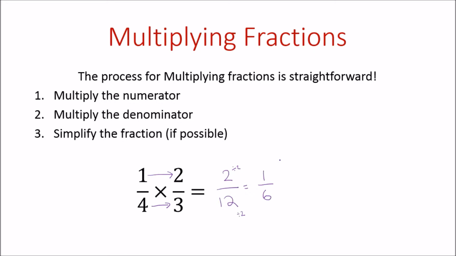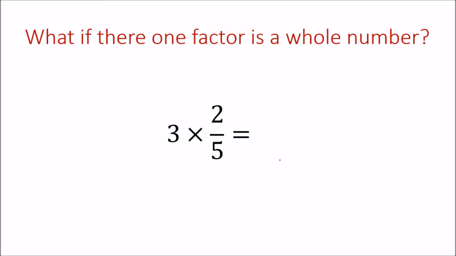That seemed pretty straightforward, but what happens if maybe one of your numbers is not a fraction, but instead it's a whole number? And that's exactly what we have here. We have 3 times 2/5. Now, if we think back to our definition of multiplication, multiplication is just a form of repeated addition. So when we say 3 times 2/5, we could actually be saying what are 3 lots of 2/5, which is really saying what is 2/5 plus 2/5 plus 2/5.